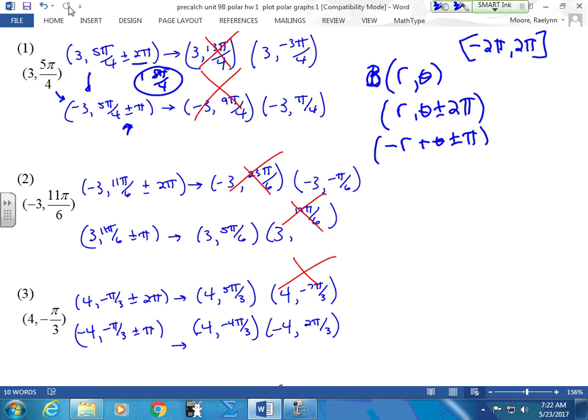This one got moved around a little bit. Something happened with my Word. I had to shift them around a little bit.